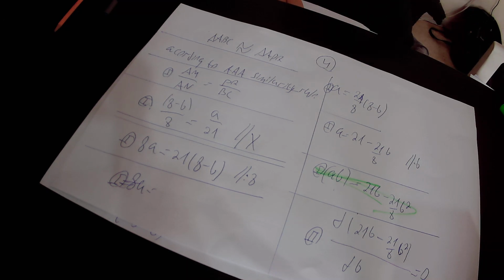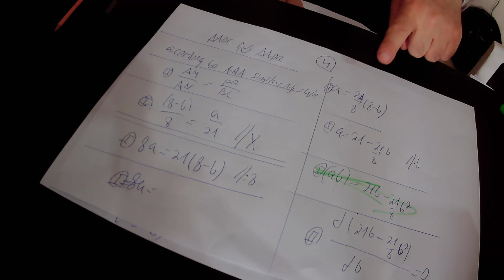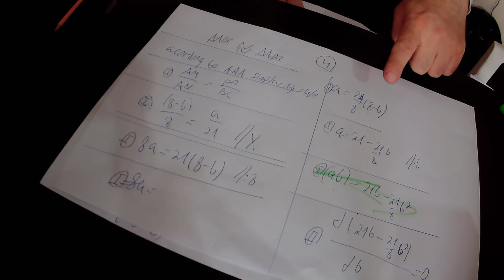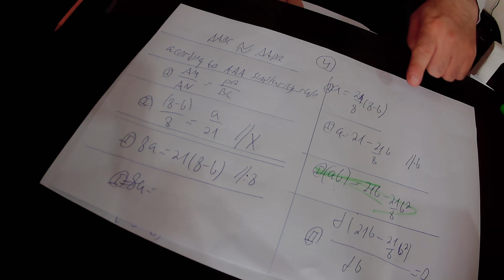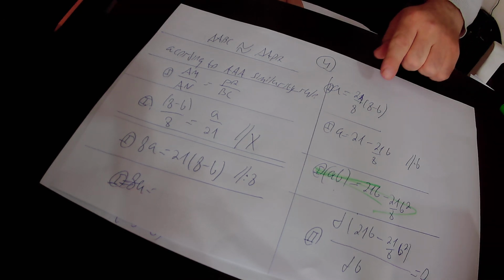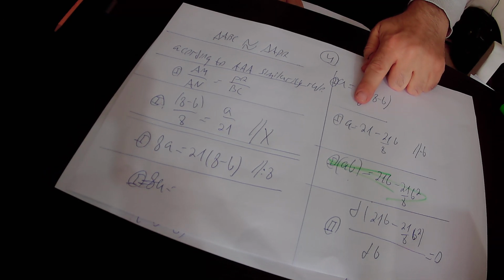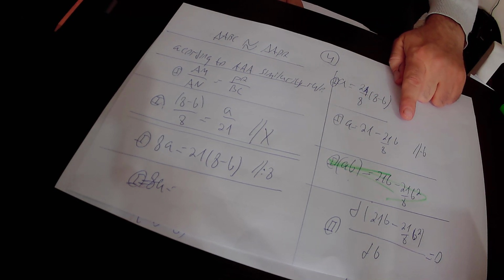So here we open the brackets on this side of equation 1 and found that, according to equation 1, A equals 21 over 8 times 8, which is 21, and here 21 over 8 times minus B equals minus 21B over 8. So according to equation 1, we found that A, the length of rectangle PQST, equals 21 minus 21 over 8 times B.